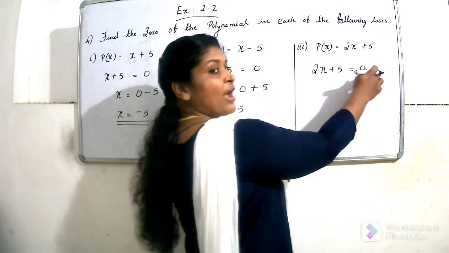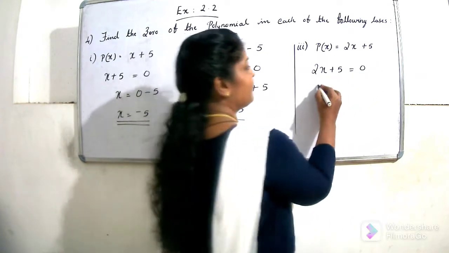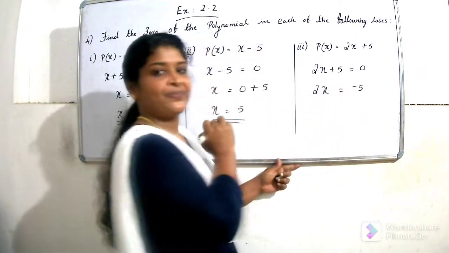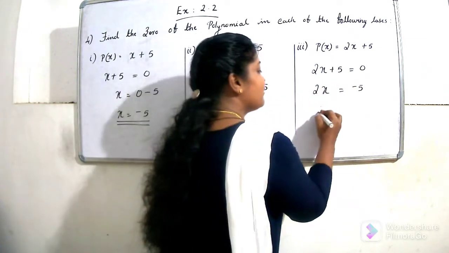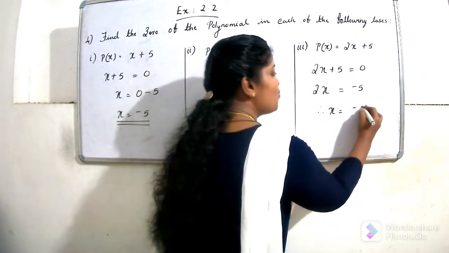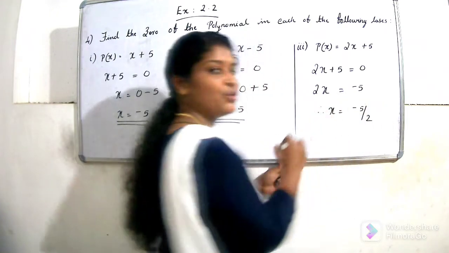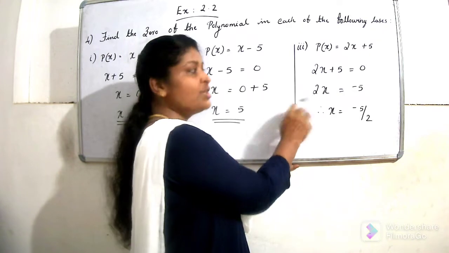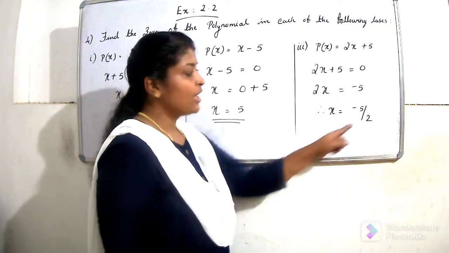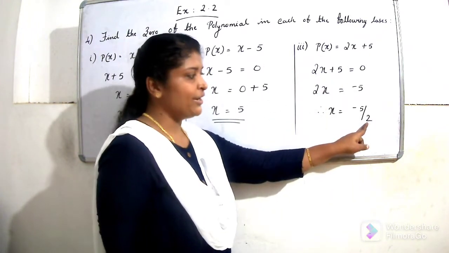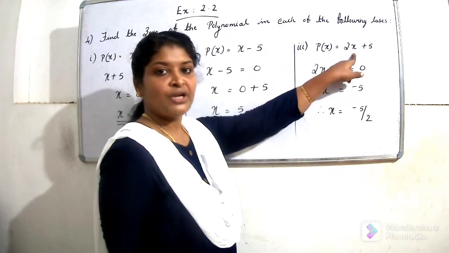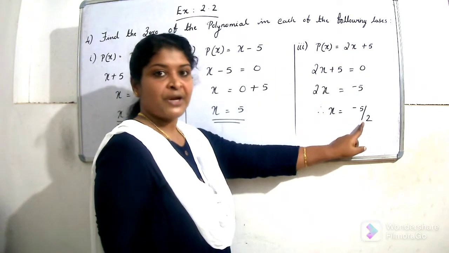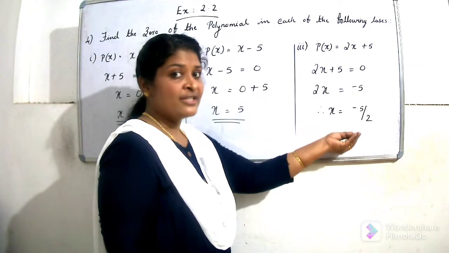Now the simple equation we have to solve. First, this 5 we have to take to that side. So 2x equal to negative 5. Therefore, x equal to negative 5 by 2. Because this 2 is here in multiplication, on the other side it becomes division. So by 2. So for this polynomial 2x plus 5, what is the zero of the polynomial? Negative 5 by 2. So this is the answer. Now this answer is correct.